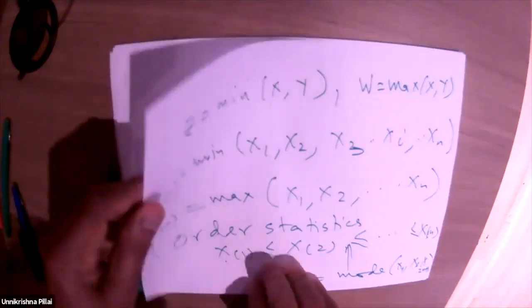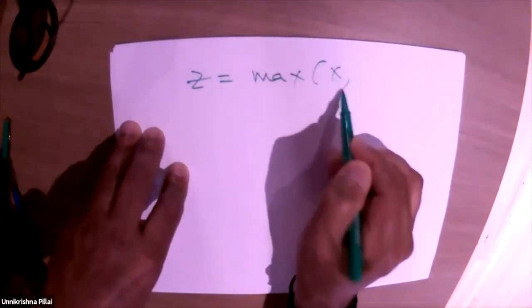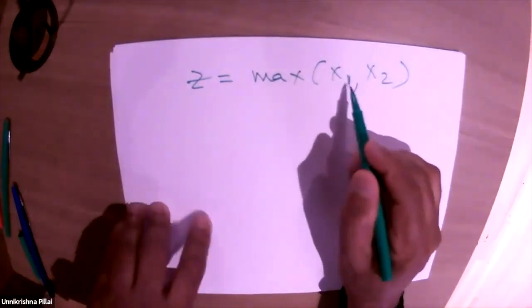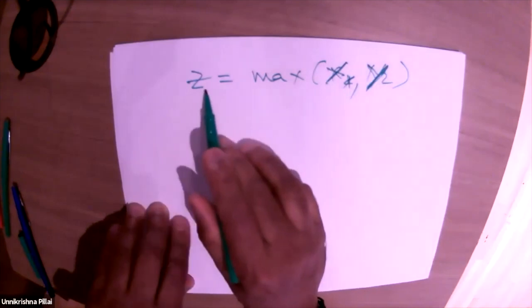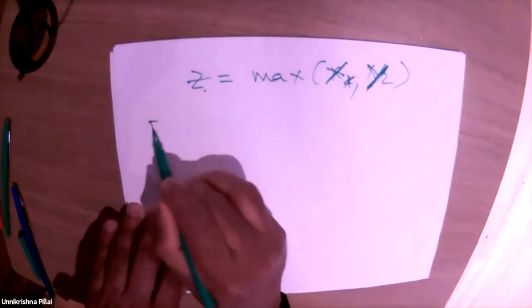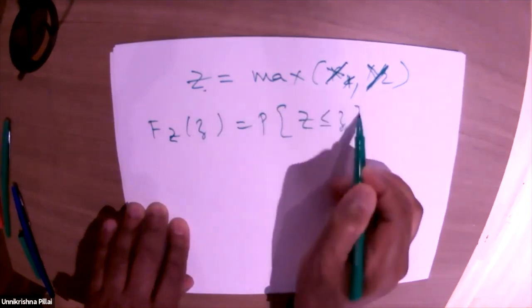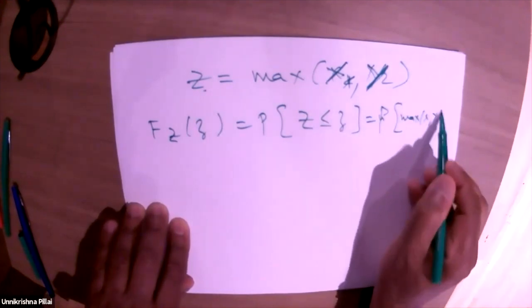So what is our problem? Our problem is finding maybe their joint density function, or let's say start with the density functions of minimum and maximum. So we'll start with maximum. You have two random variables, X and Y. Find the density function of Z. So we'll start with the distribution function of Z. That's the probability of Z less than or equal to z. But Z is given to be the maximum of X comma Y, less than or equal to z.